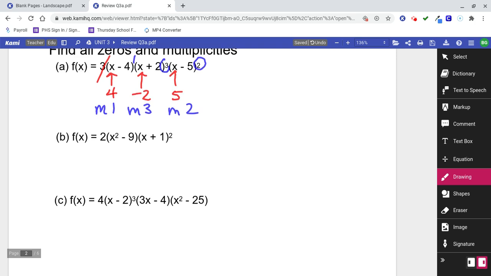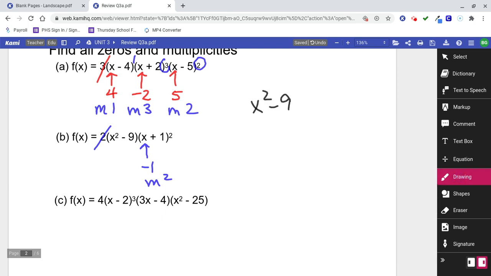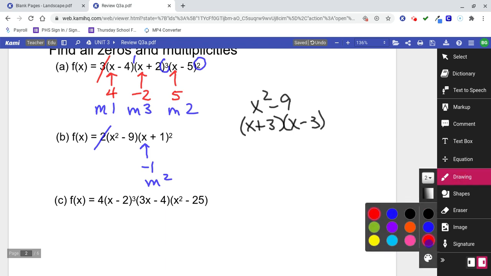So if we look at the next one, don't look at this 2. You only look at the variables. There's definitely a 0 at negative 1 with multiplicity of 2. That's the easy one. But the other one is not quite set up yet. X squared minus 9, we want it to be linear factors. So you'd have to think about factoring that into x plus 3 and x minus 3. So we can see there's a 0 at negative 3 and another 0 at positive 3. But since that's to the first and that's to the first, those are each going to have multiplicity of 1.